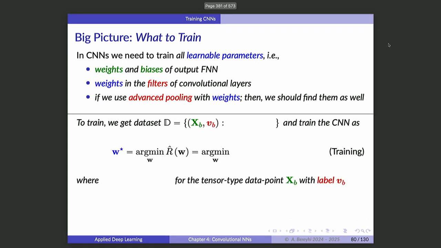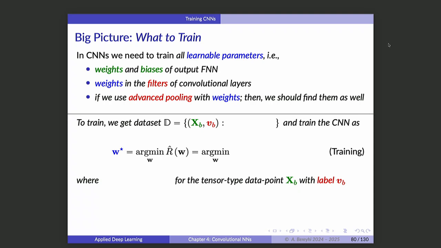Then what we're going to do at the very end of the day is collect all the weights inside one list, and we call it W. So W is everything: all of the filters in the convolutional layers and all of the weights inside our MLP, all collected into one list. Then we can compute what we called before the empirical risk.